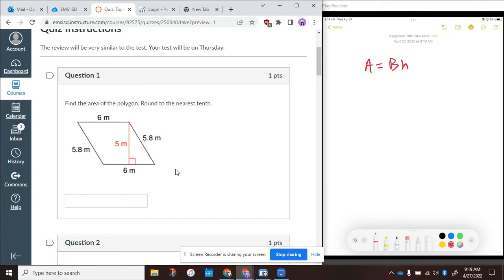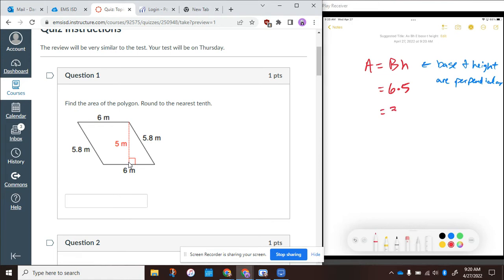There's a lot of information on this thing that we are not going to use, because you have to remember that the base and height are always perpendicular to each other. Base and height on any of these problems, parallelograms, triangles, all of it, the base and height are always perpendicular. So there's always a right angle in between them. What that means for us is that these slant heights right here, these 5.8, that is extra information that we do not need.